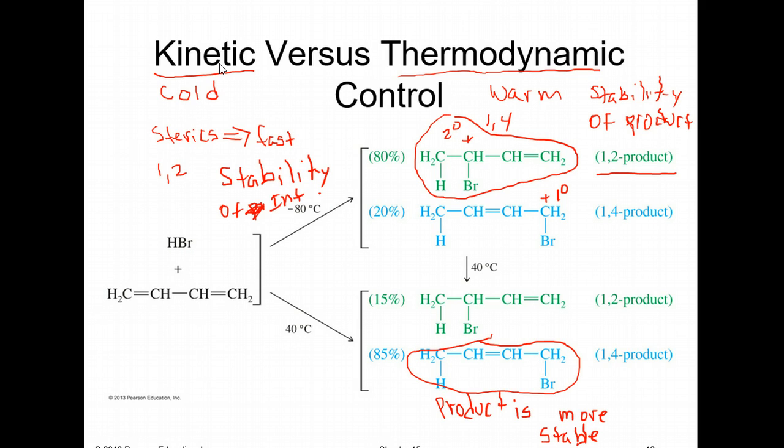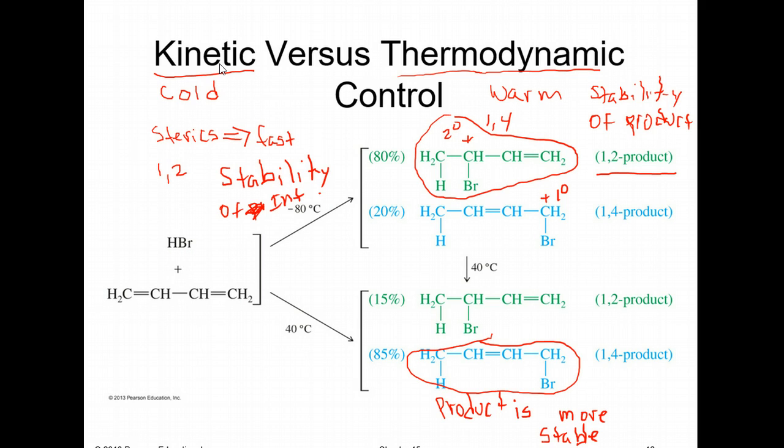The thermodynamic one, it doesn't really care about the intermediate because you're warming it up. You're putting in tons of energy. It can make it over a barrier, whatever your activation barrier is, because you're putting in more energy, it can make it over there. So it's not based on your intermediates anymore. It's based on the stability of your product. Whichever product is lower in energy, that's the one that's going to form.